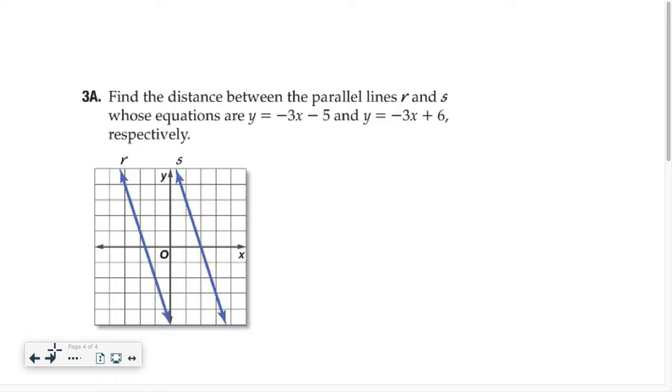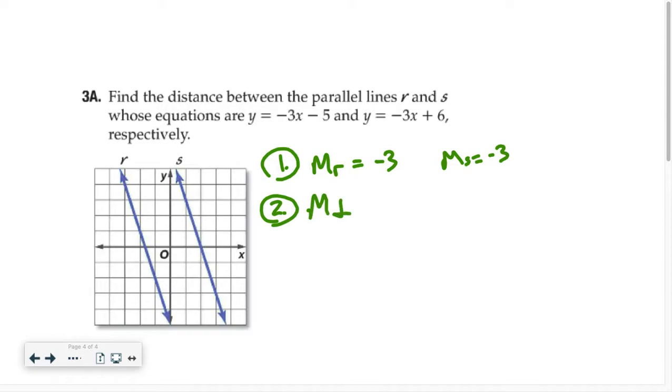All right. The last problem, very similar here. Finding the distance between the parallel lines R and S. Well, these ones are already graphed. The equations are given to you. So first step, finding the slope of R. Well, that's -3. It's in the equation there. The slope of S, -3. So the slope perpendicular to those would be, flip the fraction, change the sign, 1/3.